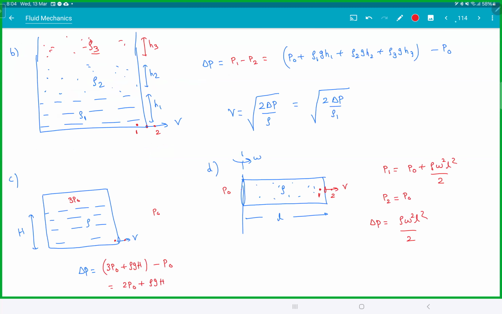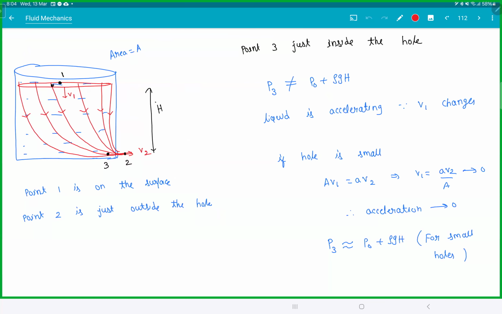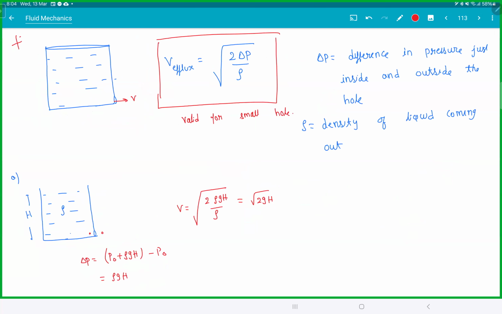Clear? These are some of the cases I can think of. That is, liquid on liquid, liquid with a higher pressure gas above, rotating cylinder, mass on the piston. So you bring any situation, using statics you find the pressure here and finish it off. But remember, this is valid only for a small hole. Why? When the hole is small, you can assume the pressure is almost P0 plus rho g h. If the hole is big, the velocity will be big and the liquid will accelerate, and you can't use your fluid statics equations. So it's quite a useful formula. Saves you a lot of time. Clear with this? Root 2 delta P by rho.